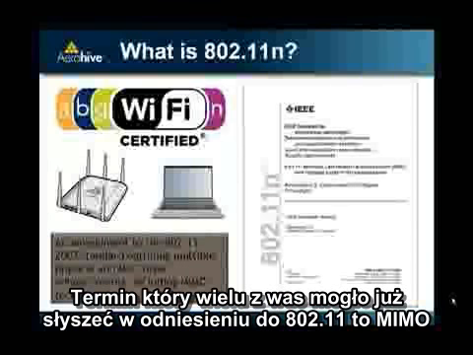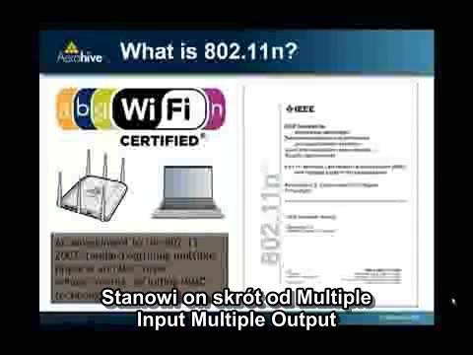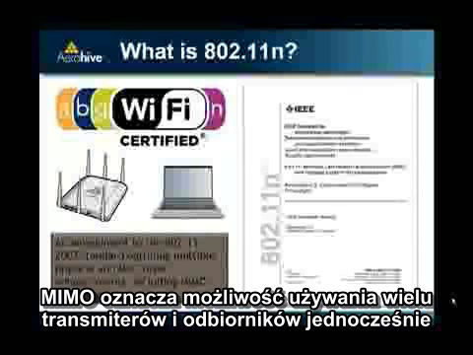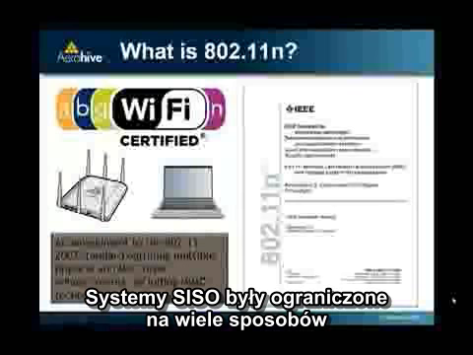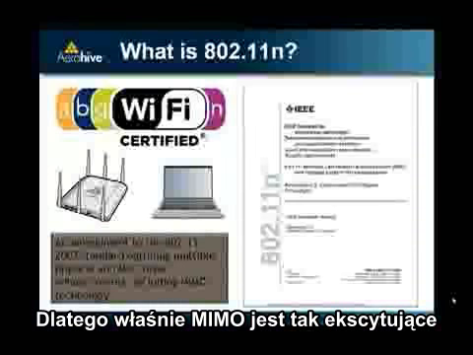A term you may have heard already relating to 802.11n is MIMO, which stands for multiple input, multiple output. MIMO is the capability to use multiple transmitters and receivers simultaneously. Prior to MIMO, we had SISO, that is single input, single output. SISO systems were limited in many ways, which is what makes MIMO so exciting. Can't you tell that I'm excited?